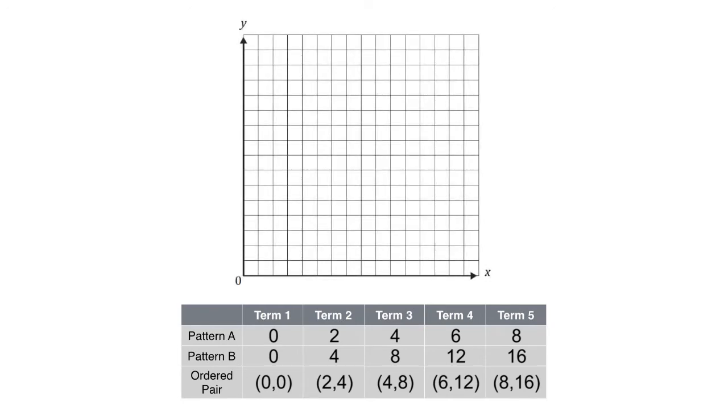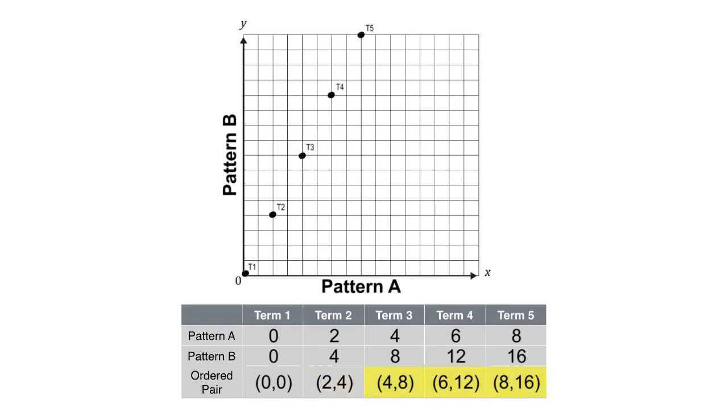Start by labeling the axes. The x-axis was pattern A, and the y-axis was pattern B. Term 1's point is (0, 0). Begin at the origin and move 0 places along the x-axis and 0 places along the y-axis. Term 1's point is on the origin. Term 2's point is (2, 4). To find this point on the grid, move over 2 spots along the x-axis. Then along this line, move up 4 spots along the y-axis. The second point represents term 2.